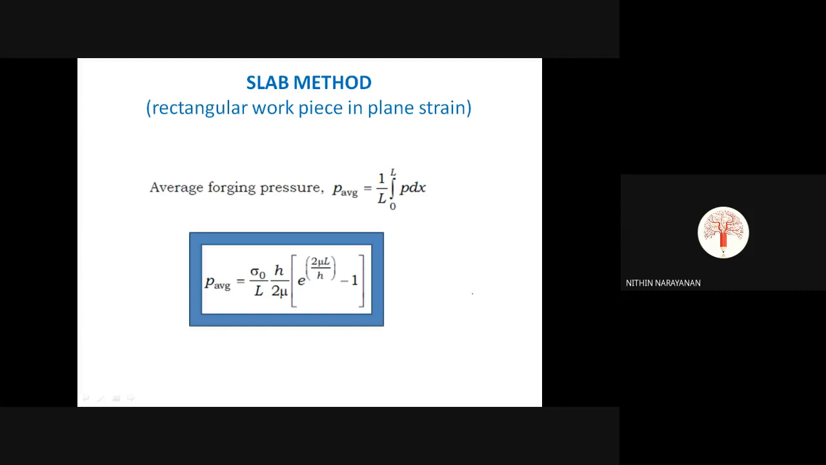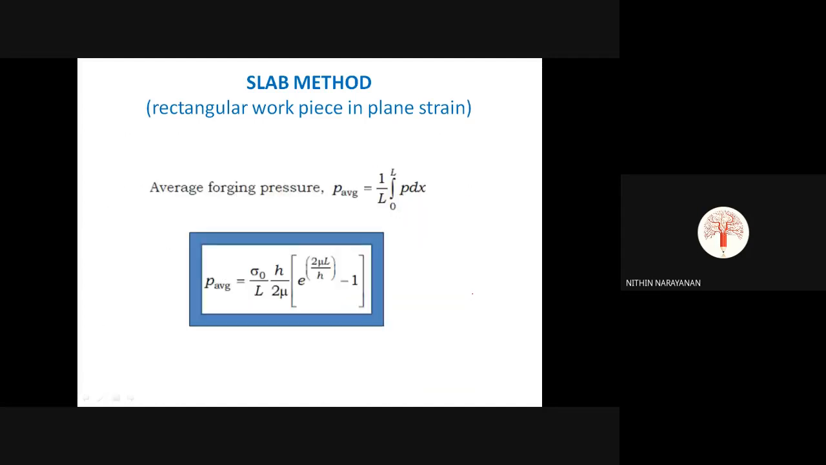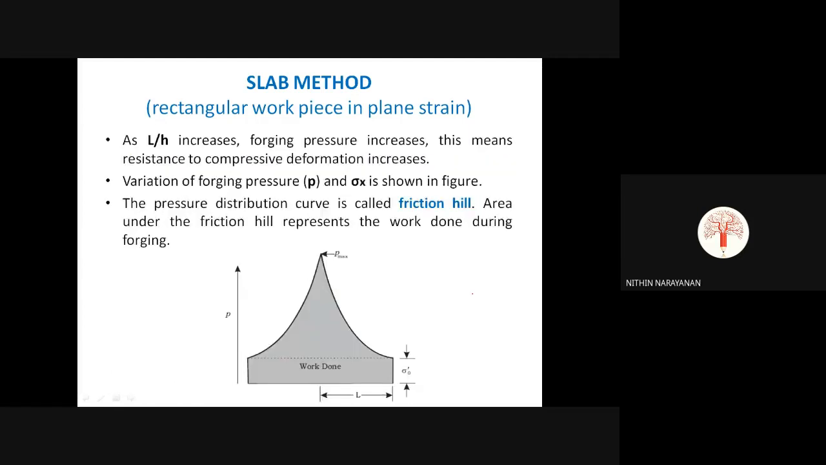We get the average pressure as sigma naught by L into h by 2 mu into (e raised to 2 mu L by h, the whole minus 1). This is the equation for the average forging pressure. Learn this equation by heart also. So we have two equations, the forging pressure equation and the average forging pressure equation, for the first condition, sliding or slipping friction.